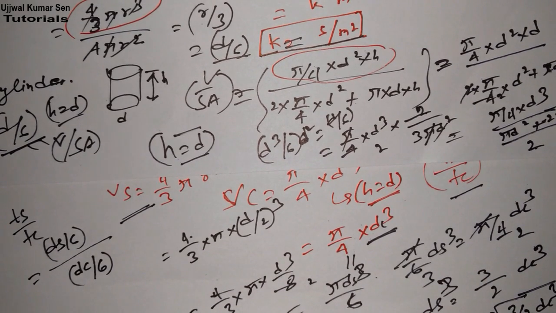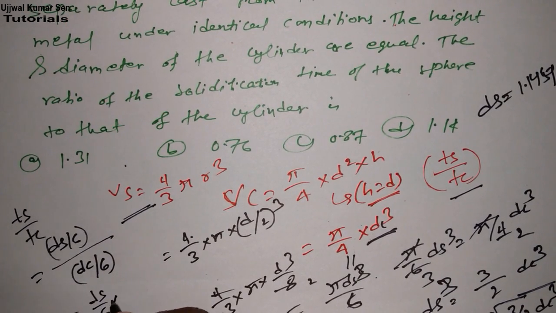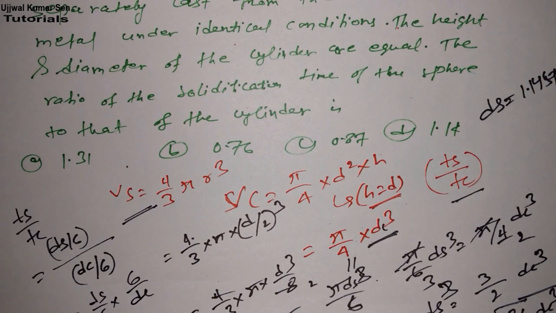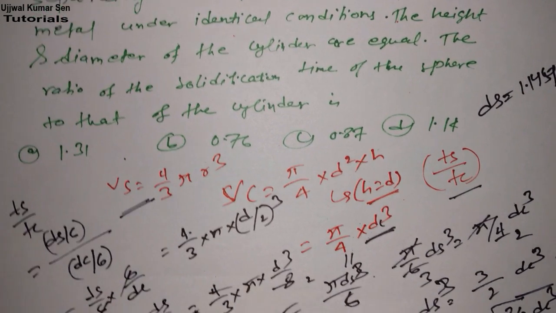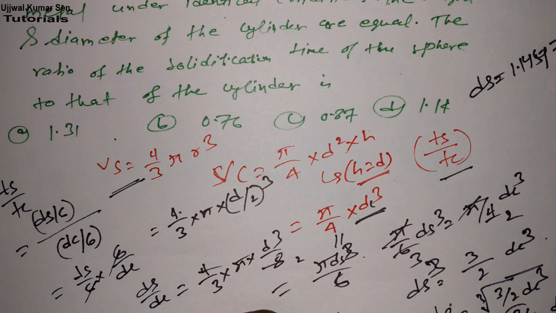But if you watch the video from the beginning, then you can understand what right now I'm talking about. It's really important. It's a really in-depth concept that I am sharing with you right now. Now what we got here, ds by 6, 6 by dc, 6 gets cancelled. What we have right now, ds by dc. Now what is the value of ds?